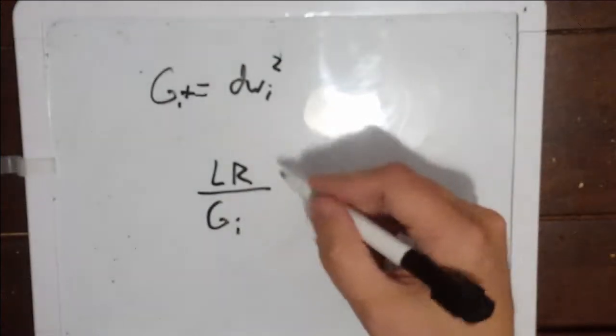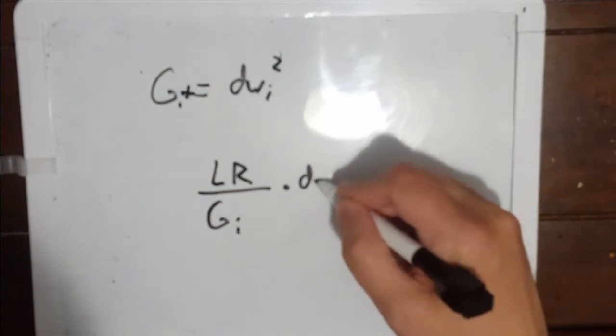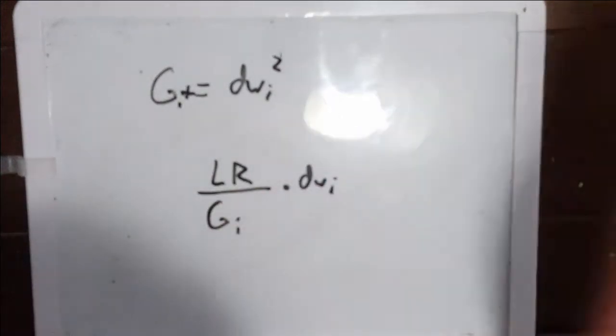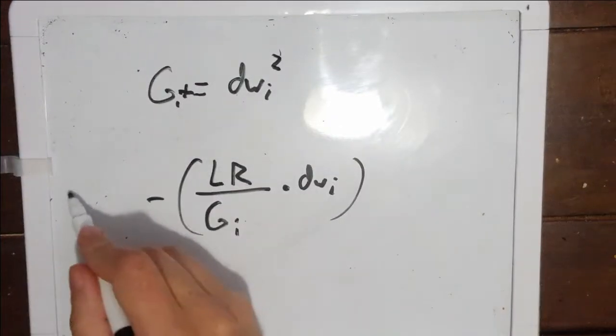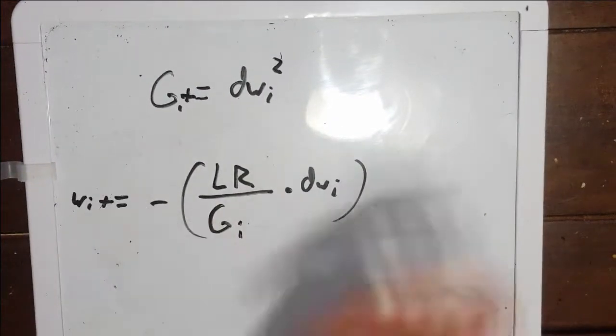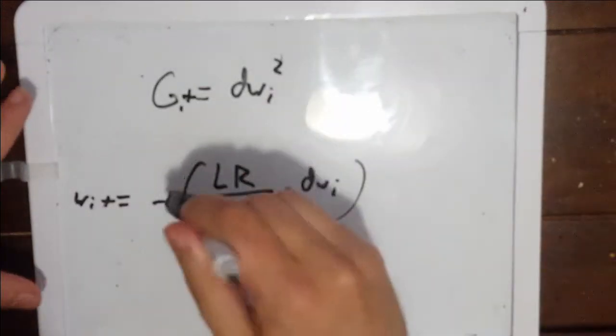Okay, and then we just do the standard thing we do with the learning rate, and we multiply our gradient by that. Make this negative, and then we update whatever our parameter is, weight sub i or something like that.